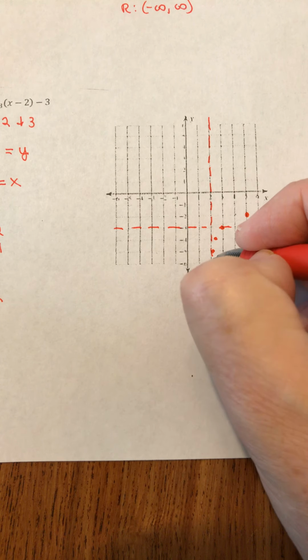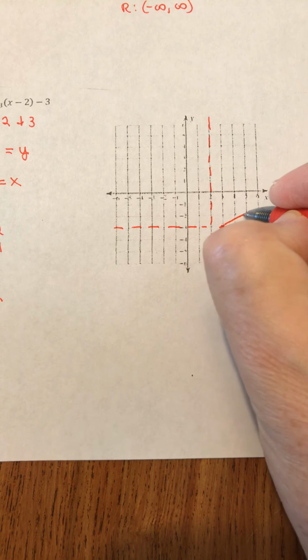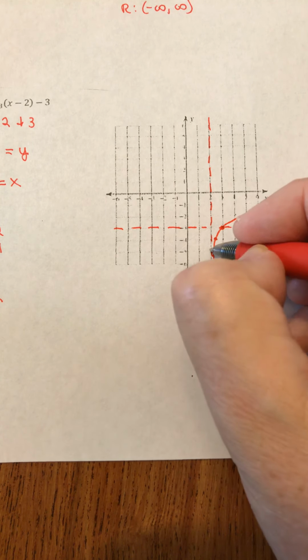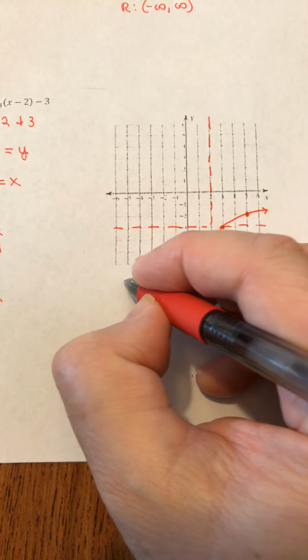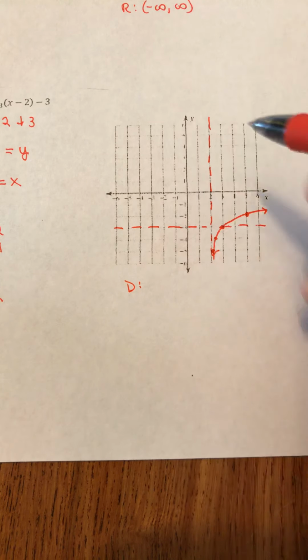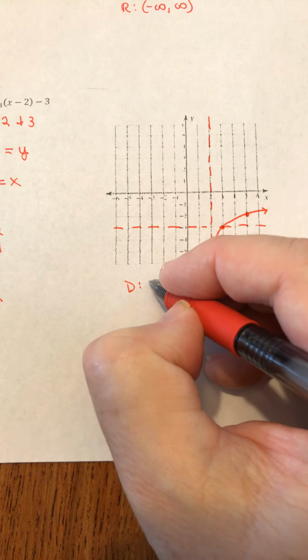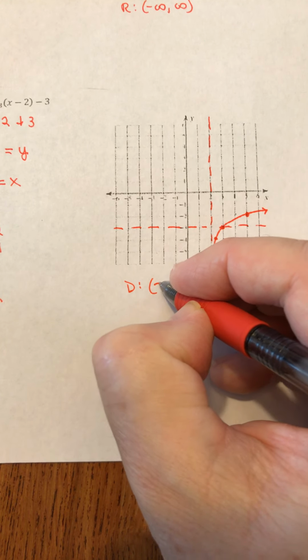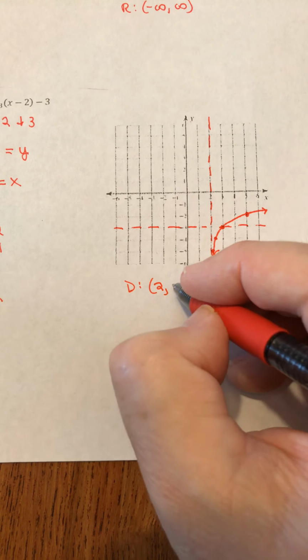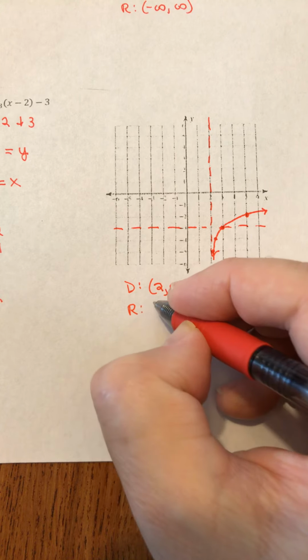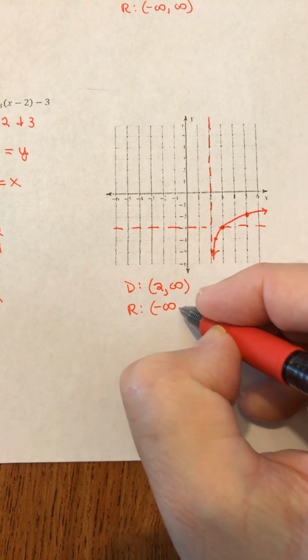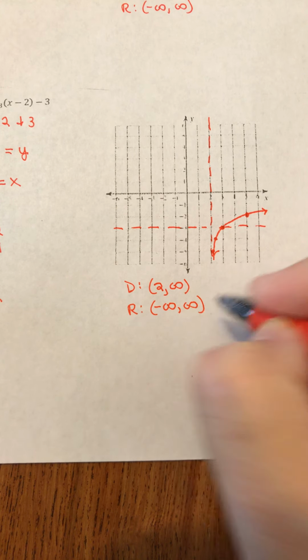The last one doesn't fit, but that's okay. I know what's happening here. I understand. The farther it goes to the right, it goes up slowly. The domain, what's the first x? The first x is right here, but that's a vertical asymptote. So x can't equal 2, that's why we use the parentheses. For the range, always the same: negative infinity to positive infinity.